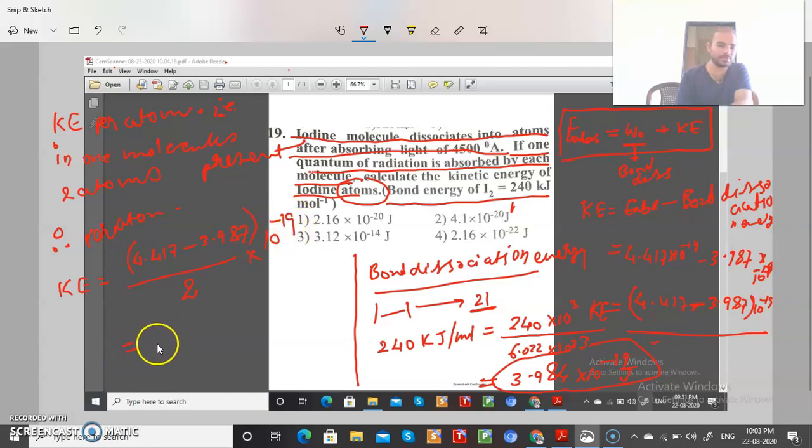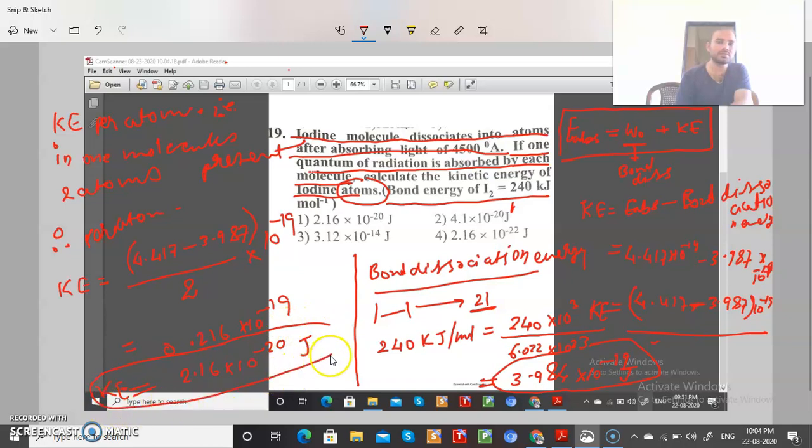Now check how much is coming. If you solve this, it is 0.216 into 10 power minus 19. Now simplify and put it in scientific notation. So the kinetic energy is 2.16 into 10 power minus 20, in joules.